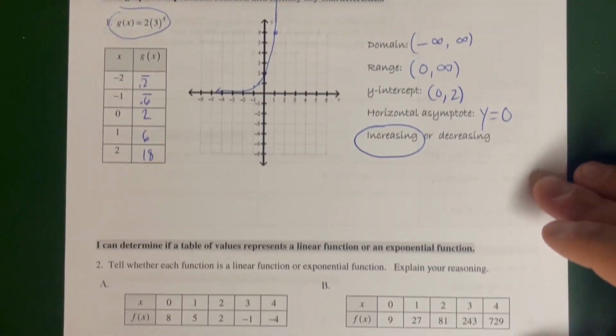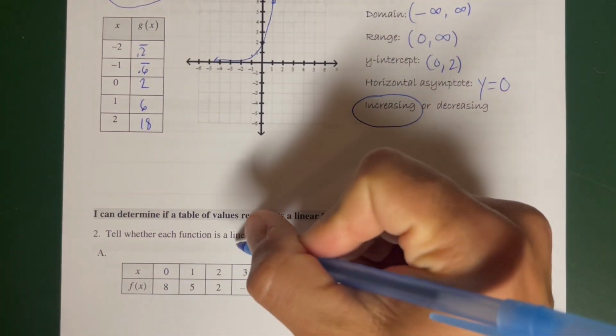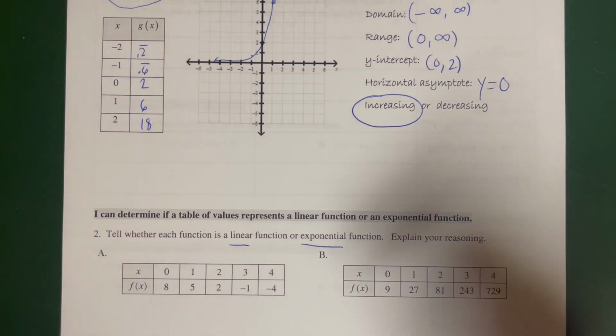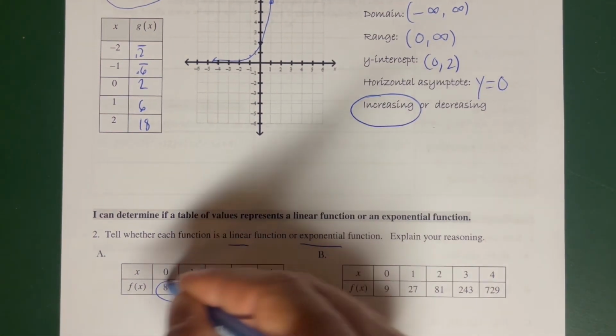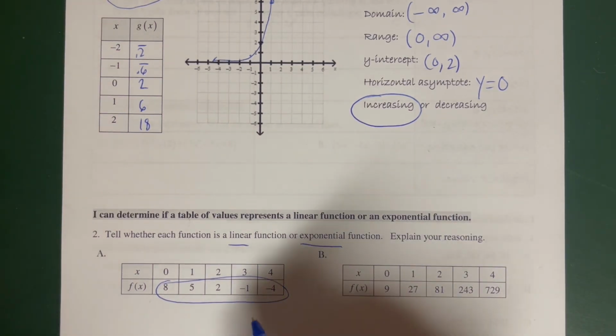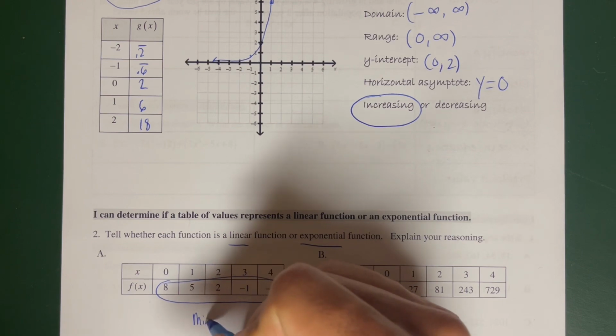We're going to move down here to 2 and 3, and I'm going to ask you to tell me whether or not the function is linear or exponential. We're going to look at the patterns of the y values. Look at these y values here. We check out the patterns. Notice this is down 3, down 3, down 3, down 3. And so the pattern is -3.